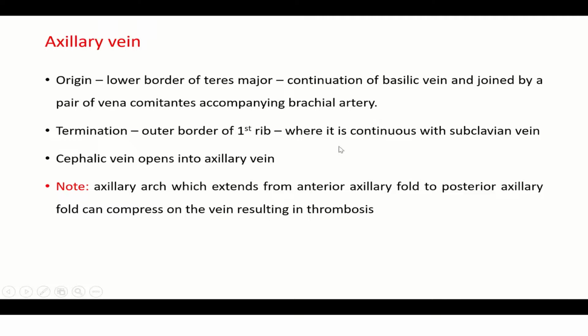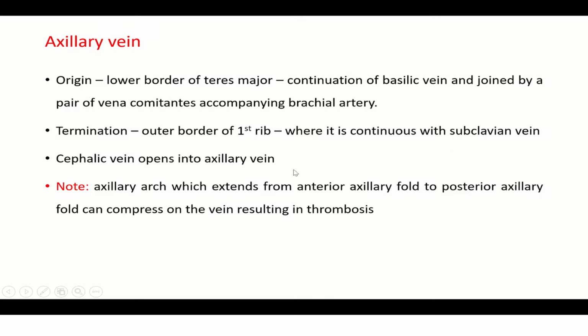If you see the entire upper limb, there are two superficial long veins, one along the medial side and the other on the lateral side. The lateral side we call the cephalic vein, and the medial side we call the basilic vein. This medial superficial vein, the basilic vein, is joined by two venae comitantes accompanying the brachial artery to form the axillary vein at the lower border of the teres major, and at the outer border of the first rib, it continues as the subclavian vein.